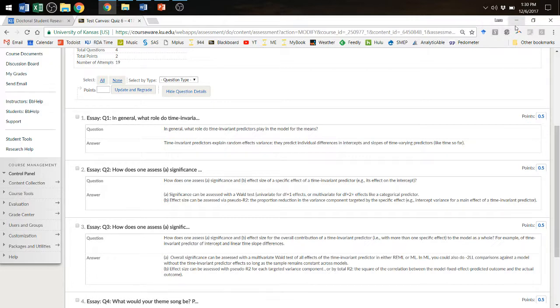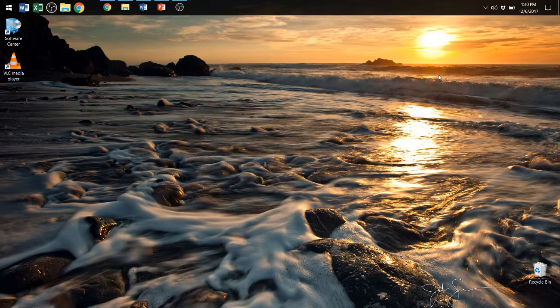What role do time invariant predictors play in the model for the means? What did you guys come up with? Effect on people things, yes. Such as, like what kind of people things? You talking about predictors or people things, or outcomes or people things? Outcomes? Okay. Someone help her out. What kind of outcomes that are people things? Can you come up with a statsy word that means that? Blank effects, maybe? Outcomes.